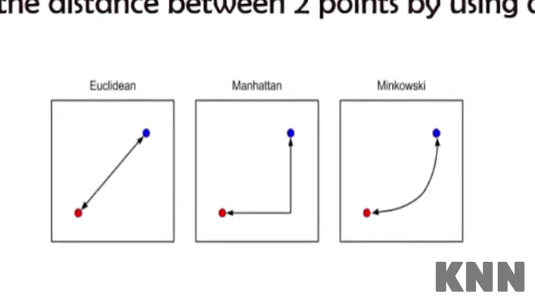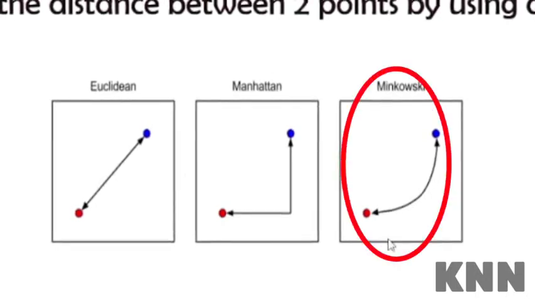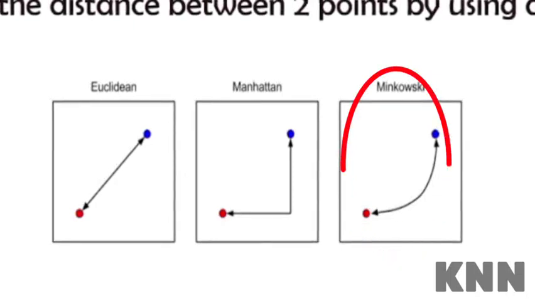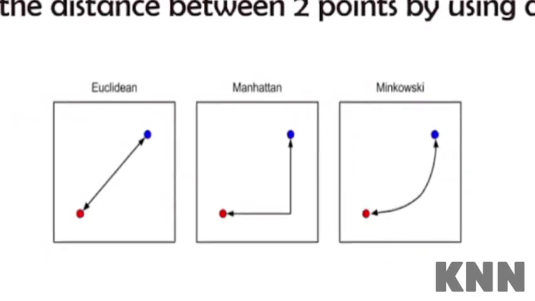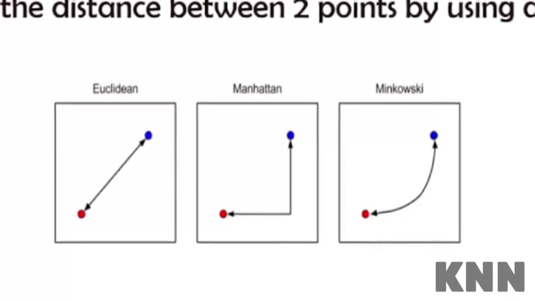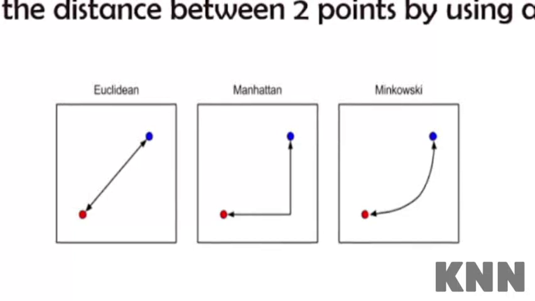and third is Minkowski. Over there, you can see we have drawn a curve. Okay, so that curve doesn't have any kind of radius or anything. It is just a basic curve which we will be drawing, and that will be giving us the distance. So these are the three distance calculations.